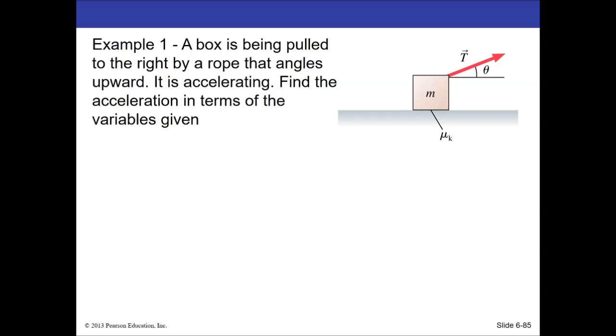All right. So let's look now. Let's actually put some numbers behind things here. We got a box being pulled to the right by a rope that angles upward. It's accelerating. Find the acceleration given in terms of the variables.